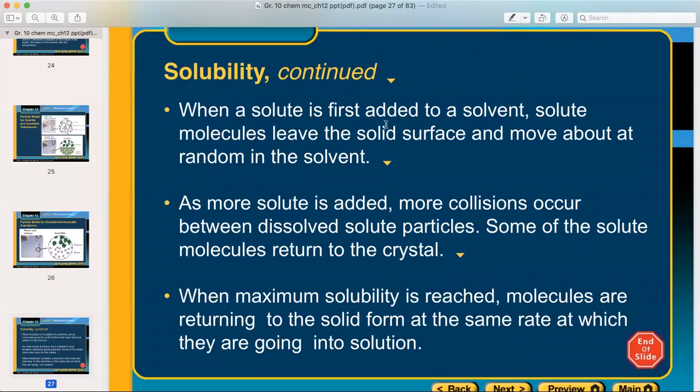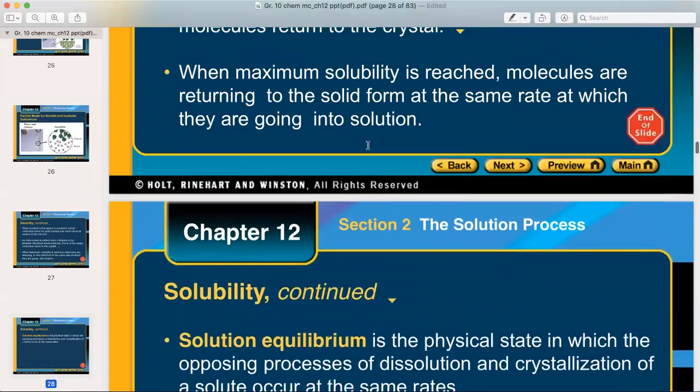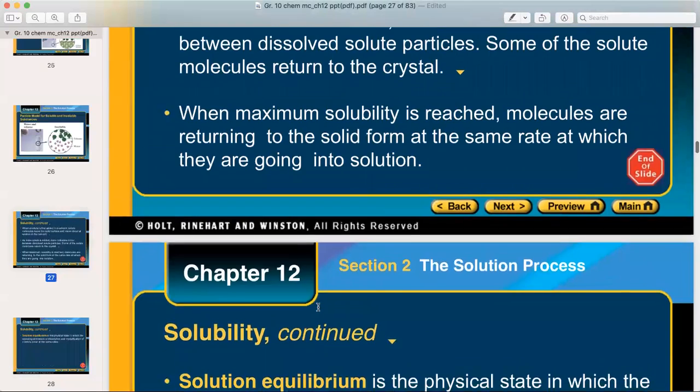When a solute is first added to a solvent, solute molecules leave the solid surface and move about at random in the solvent. As more solute is added, more collisions occur between dissolved solute particles. Some of the solute molecules return to the crystal. When maximum solubility is reached, molecules are returning to the solid form at the same rate at which they are going into solution. So remember one thing, this actually defines the solution equilibrium.